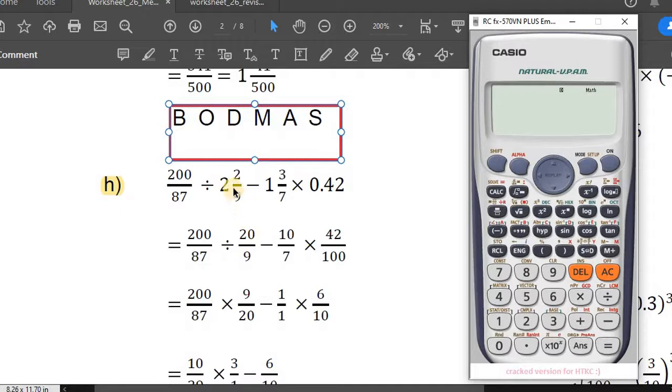Now as soon as you have a mixed fraction, turn that into an improper fraction. So we're going to say 2 times 9 plus 2, right? So we say 2 times 9 plus 2. 2 times 9 plus 2 is 20. That's how they got the 20 over 9.